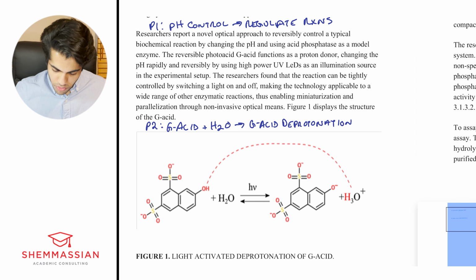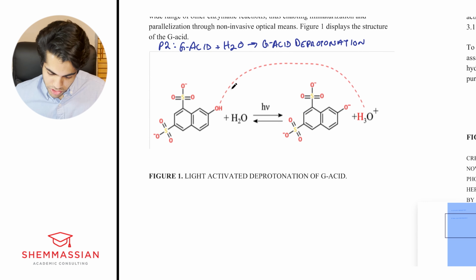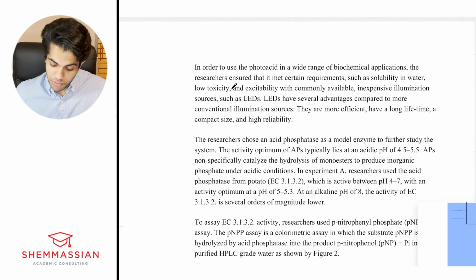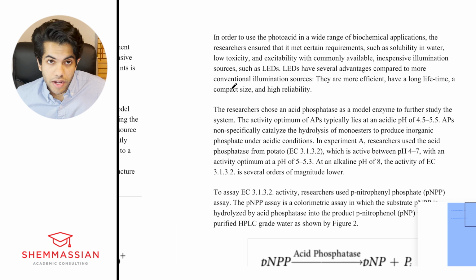In order to use the photoacid in a wide range of biochemical applications, the researchers ensured that it met certain requirements such as solubility in water, low toxicity, and excitability with commonly available, inexpensive illumination sources such as LEDs. LEDs have several advantages compared to more conventional illumination sources. They are more efficient, have a long lifetime, a compact size, and high reliability.